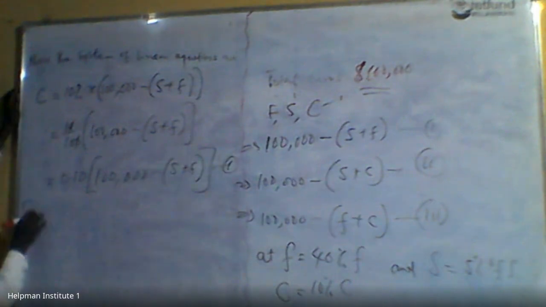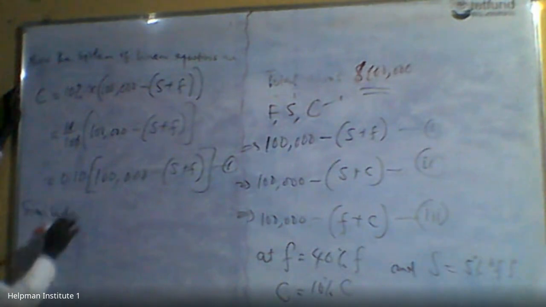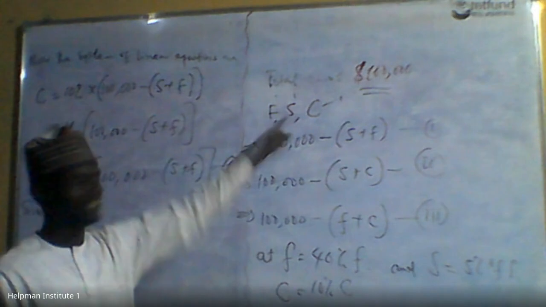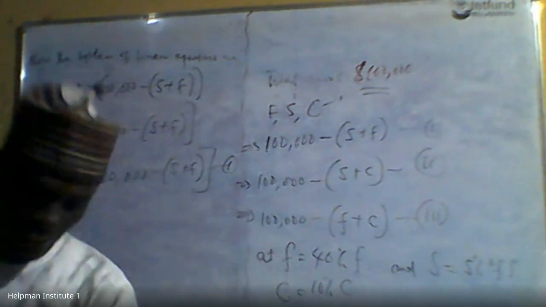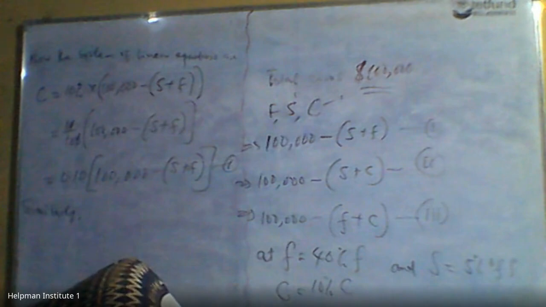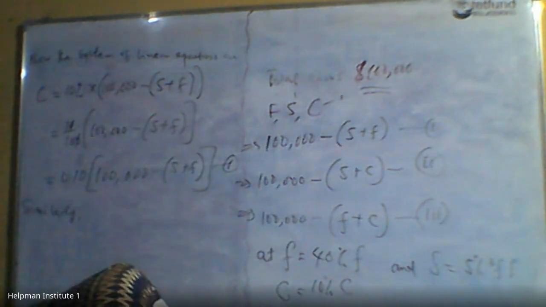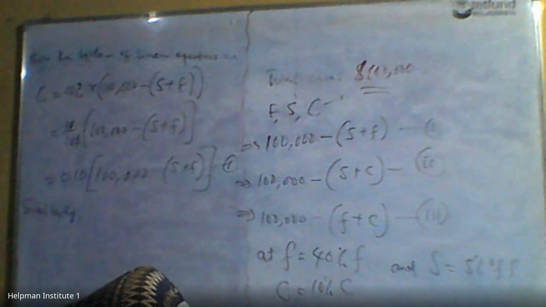Similarly, we now move and compute the state level. We compute for the charitable contribution. We now proceed and compute for the state. We also compute the federal level.